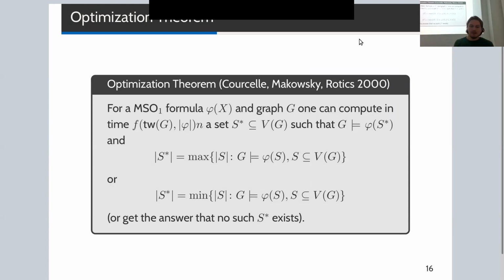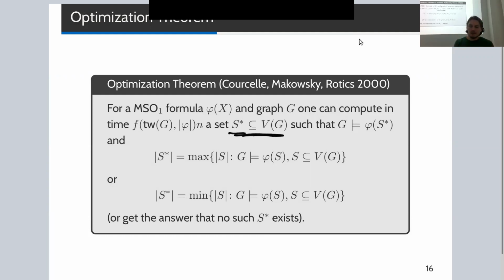So here again, let's break it down slowly. We're given some formula phi, and this formula phi is no longer a sentence, it has a free set variable. And also we're given the graph G as usual. And now we want to find some vertex set S star, which should be some subset of the vertices of the graph. And this set S should be the optimal set that satisfies phi.